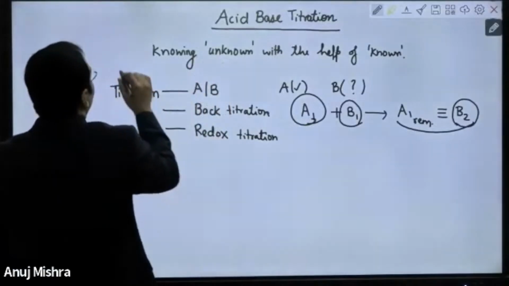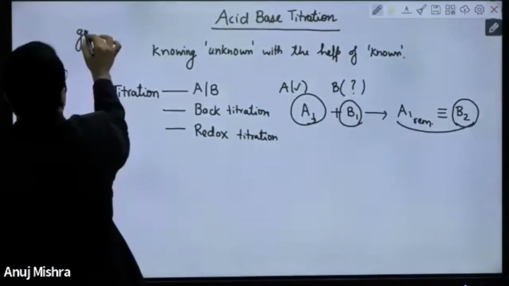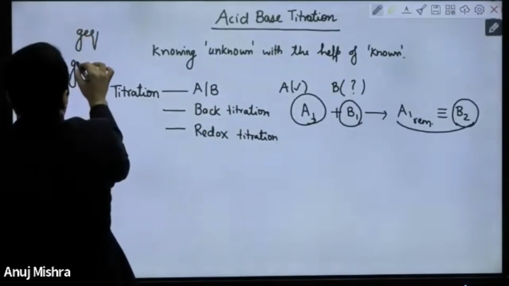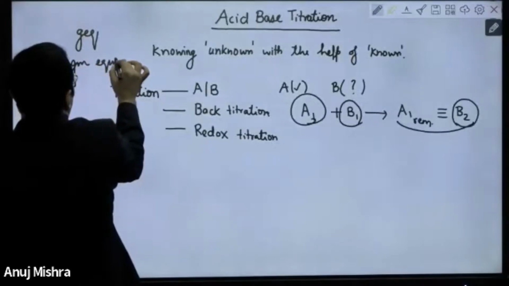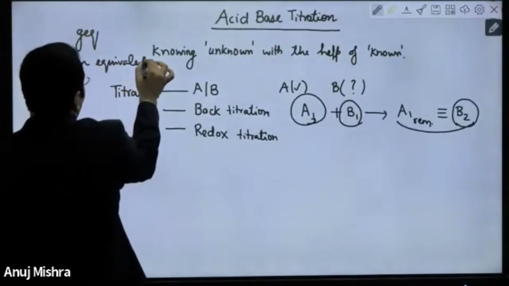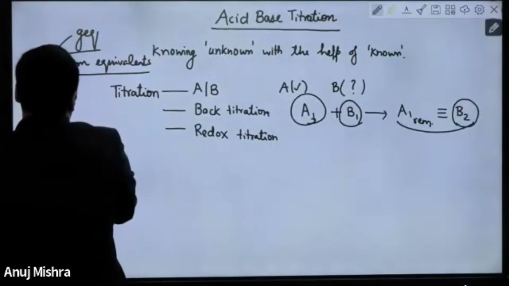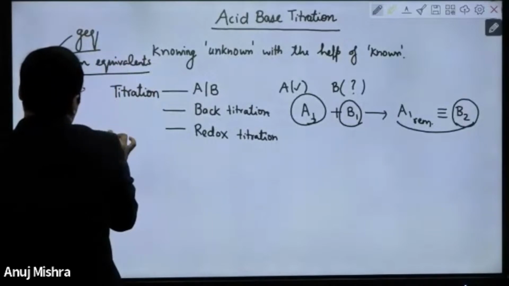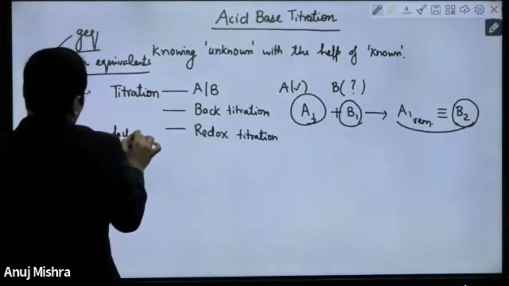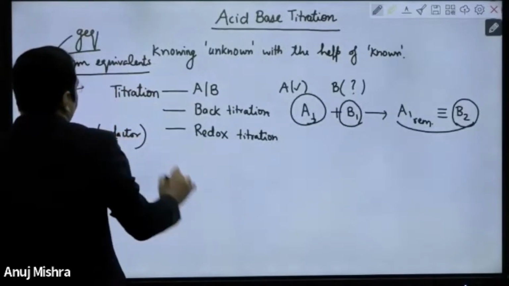So the titration part is governed by a term called gram equivalent. Please write down this word: gram equivalent. What is gram equivalent? Gram equivalent is moles into n factor. It is defined as moles into n factor.